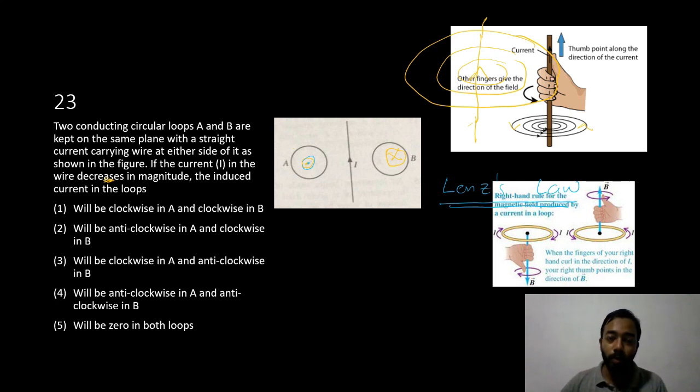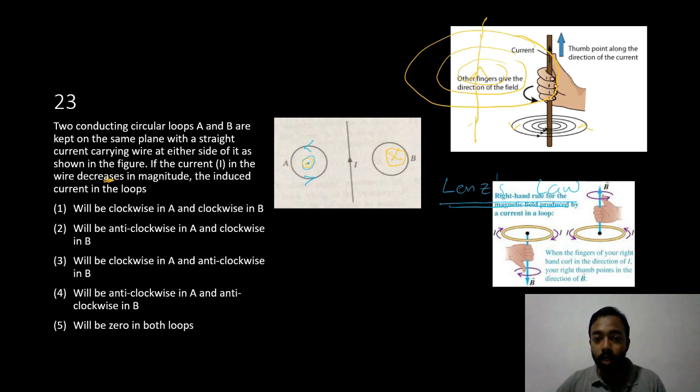So here in loop A, according to Lenz's law, you need to create a magnetic field. The magnitude of the field outwards from the paper is decreasing, so a magnetic field should be created which is opposing that change. That means there should be a magnetic field created, again pointing outwards from the plane of the paper here. So in A, the current should flow in an anti-clockwise direction, and it's the other way around for B.